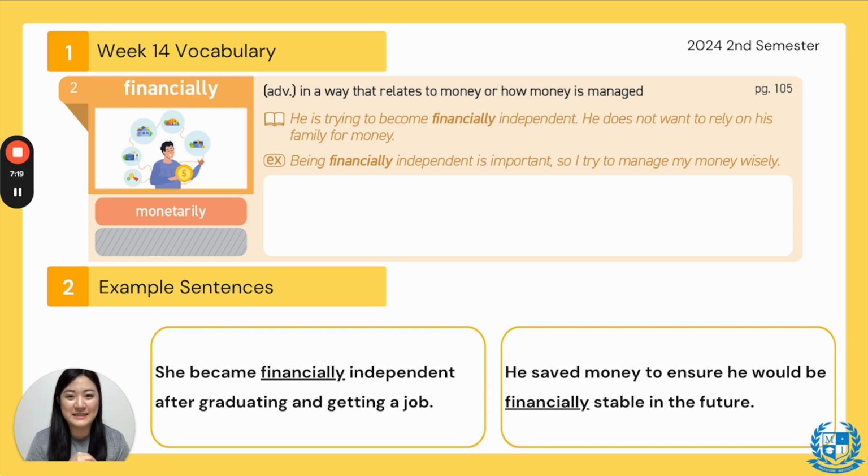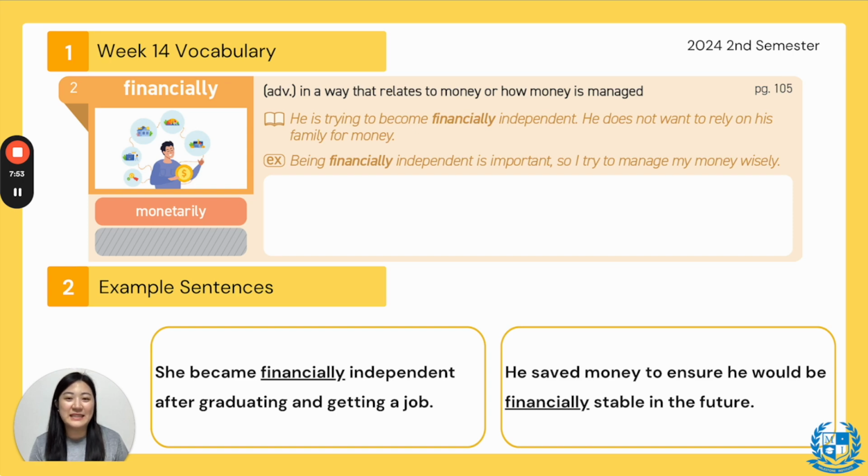Financially independent. Right now, I am financially independent. I make all my money and I spend it. I don't get money from my parents or anyone else. You right now may not be financially independent because you're still learning and you don't have a job yet, which is okay. Let's look here. It says she became financially independent after graduating and getting a job. So yes, after graduating university, later on when you guys get a job, that's when you can become financially independent.